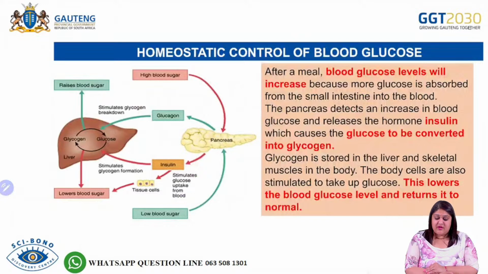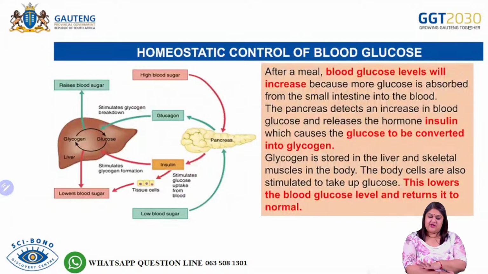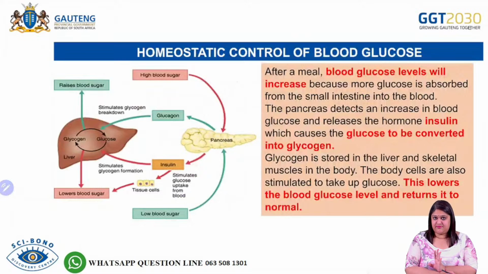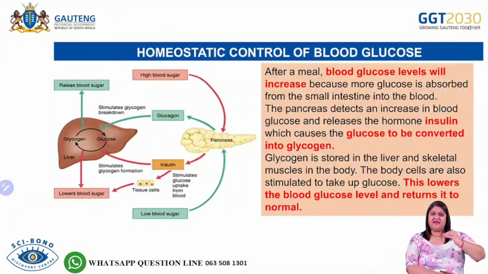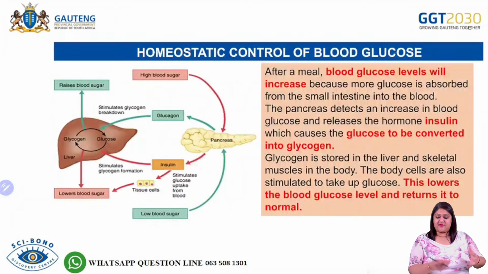Okay, so what we need to understand is, let's look at the narrative, because the narrative is actually going to explain before we have to look at the picture. After having a meal, your blood glucose levels will increase. Okay, so you always have glucose, but after having a meal, those blood glucose levels are going to increase because more glucose is absorbed from the small intestine into the blood. The pancreas detects an increase, because remember the food is now going to go through the small intestine. So now the glucose is going to go into the blood.